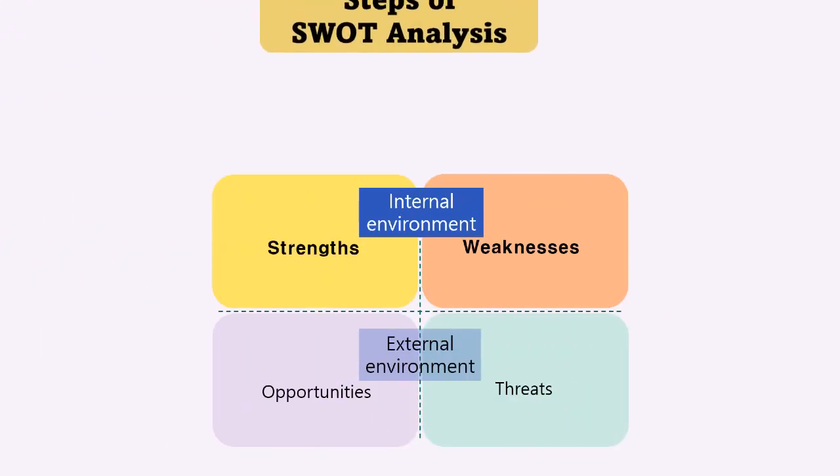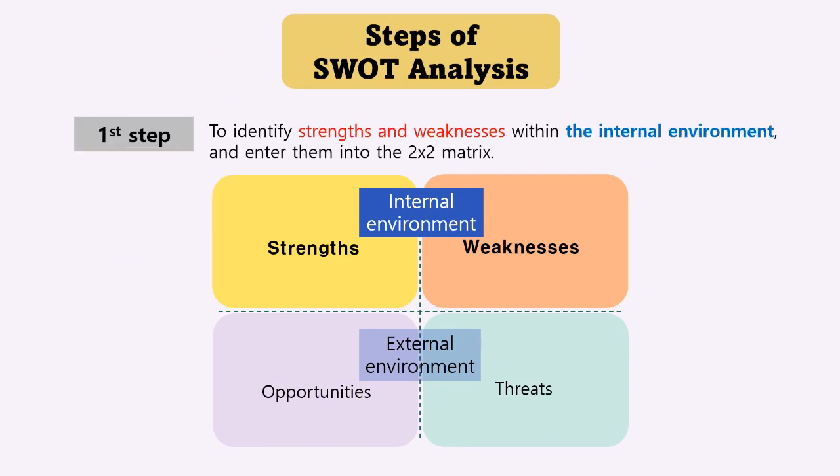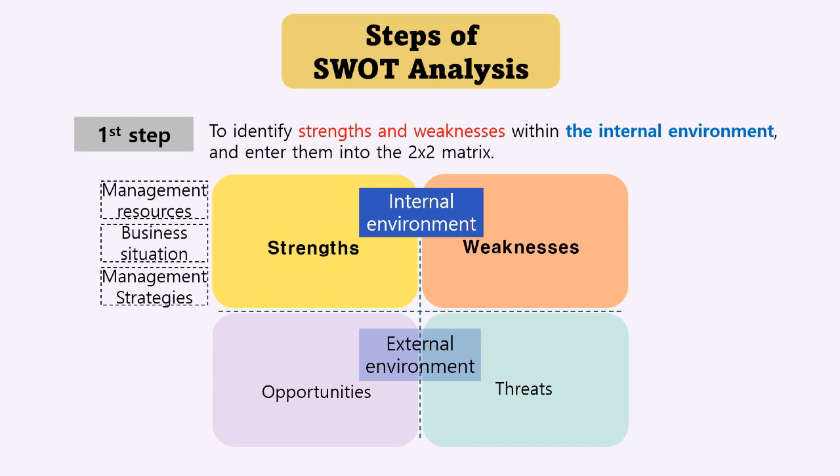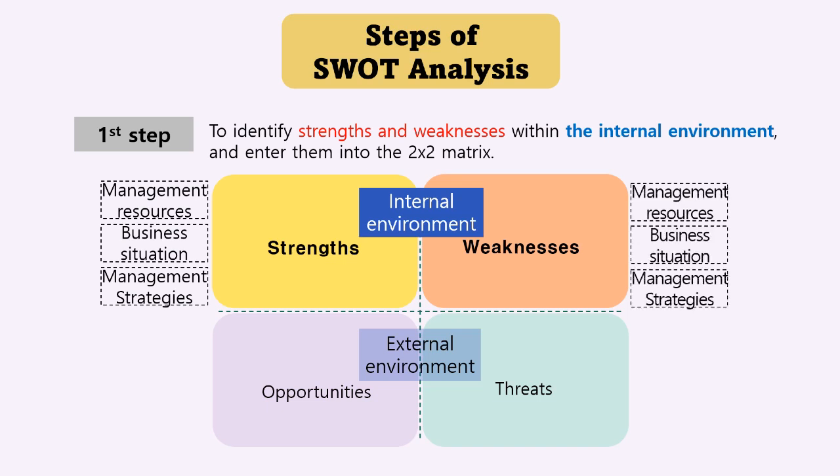Now, let's discuss the steps of SWOT analysis. The first step is to identify strengths and weaknesses within the internal environment and enter them into the 2x2 matrix. When analyzing the company's strengths, consider management resources, the business situation, and strategic aspects. Similarly, when analyzing weaknesses in the internal environment, focus on management resources, the business situation, and strategic aspects. It's also helpful to include factors such as inferior competitiveness compared to competitors, or customer dissatisfaction when analyzing weaknesses.